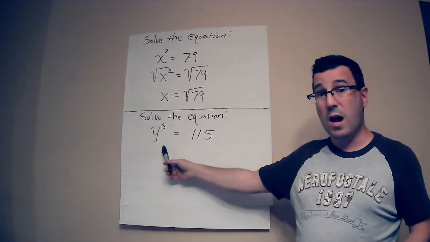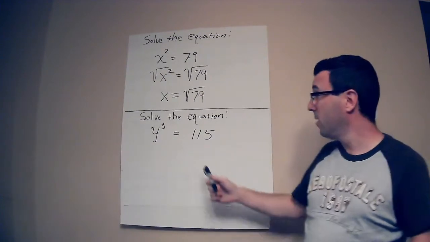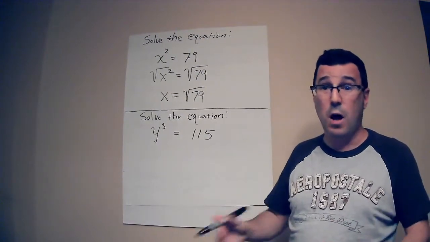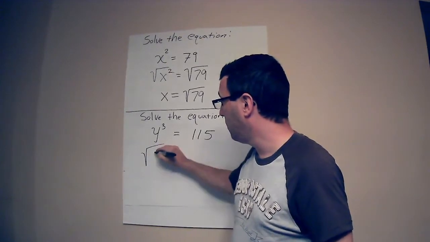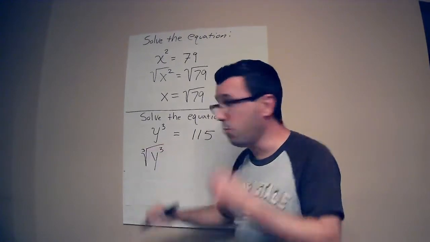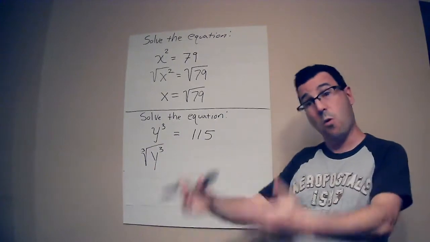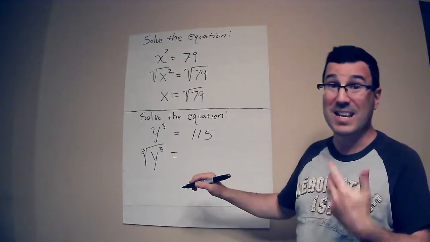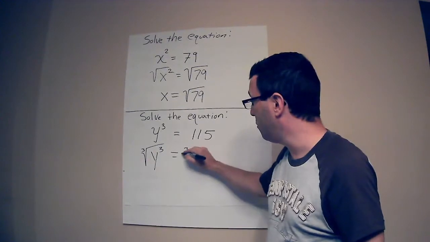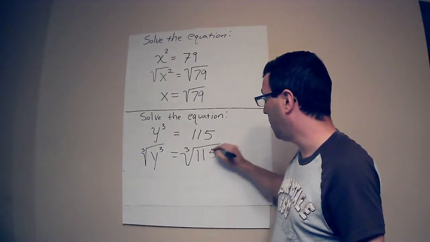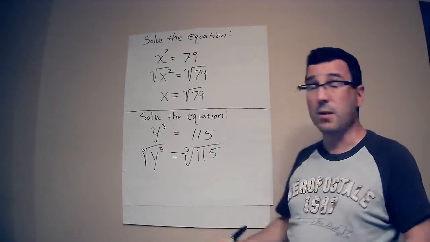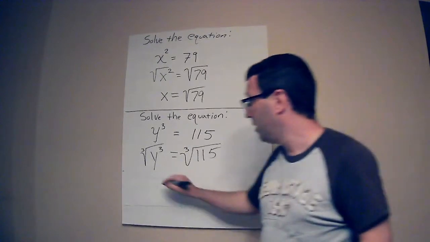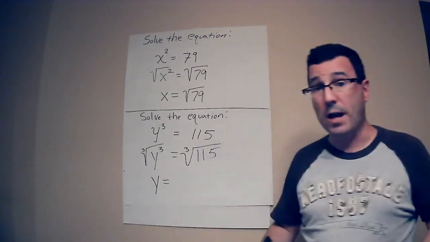Solve the equation y cubed equals 115. So again, I want the y cubed to just be y. So I'm going to take the cube root of y cubed in order to undo the cube. And I'm going to do the same thing to the other side because I need it to be balanced. So the cube root of 115. Again, the cube root of y cubed, the cube root and the cube are going to cancel out, and all we're going to be left with is y.